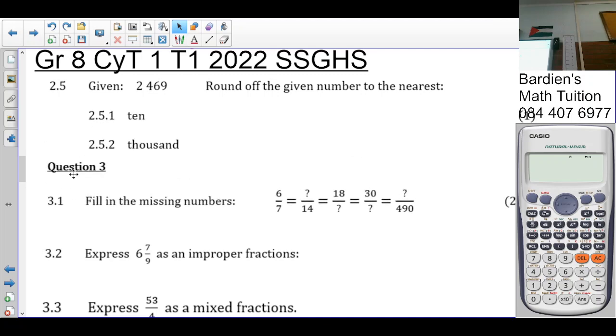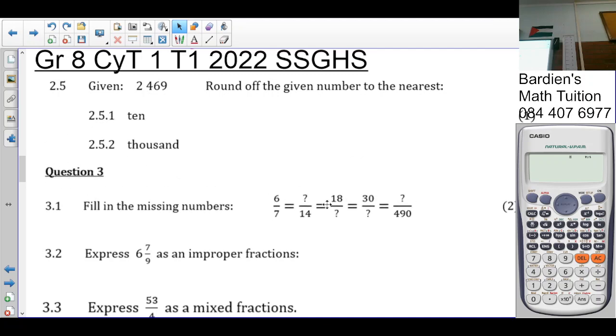So in the next question, we are given the number 2469. Question says round off the given number to the nearest 10. So the 10th unit is the 6 here. Not so, but the 6 is dependent on the unit before that. So that number before that is a 9. Is that number more than or equal to 5? More than. So it changes that 6 to a 7. So it's 2, 4, 7.